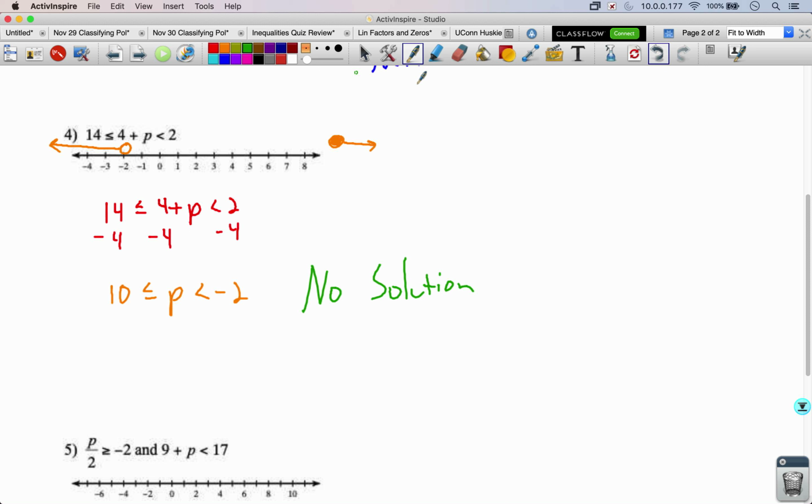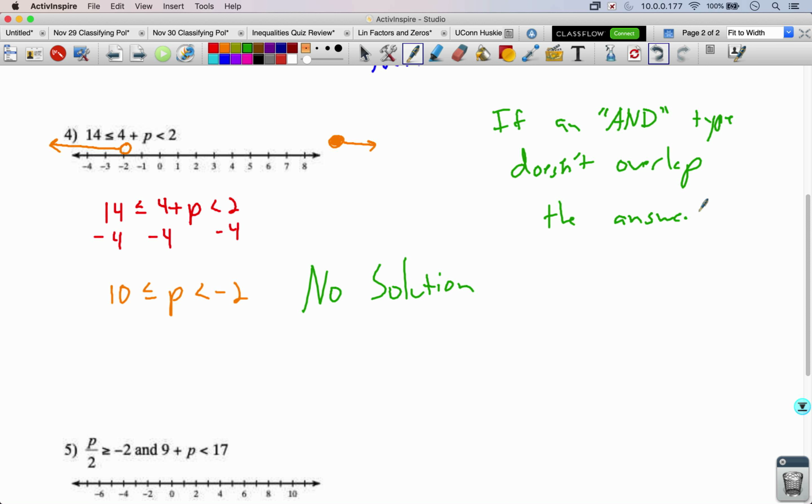So let's write what happened there. If an AND type doesn't overlap, the answer is no solution, just as I wrote here. So you want your AND types to overlap, and you typically don't want your OR types to overlap, or else you're going to get an all real number situation.